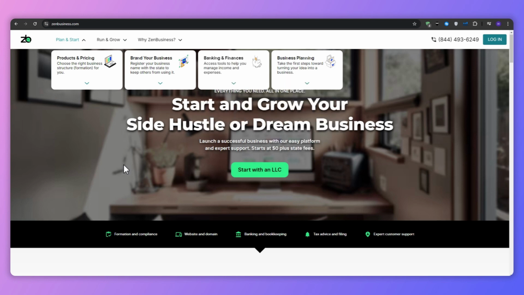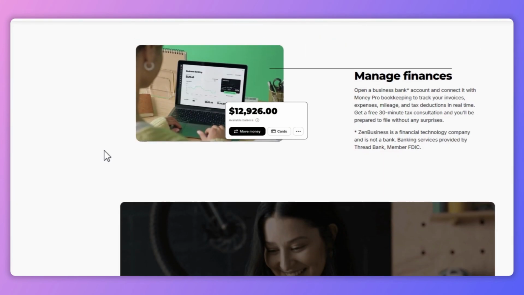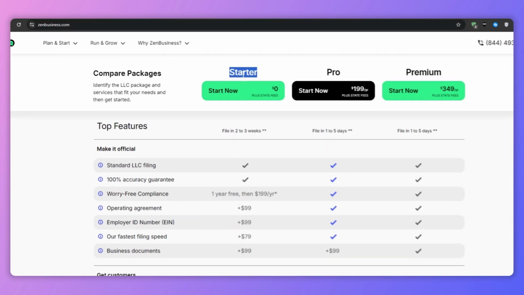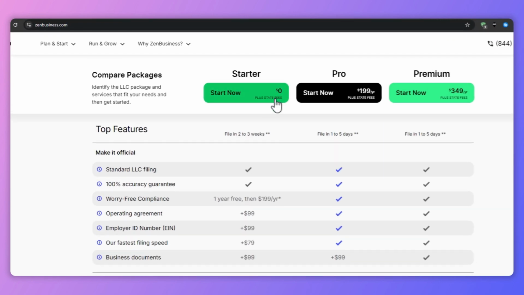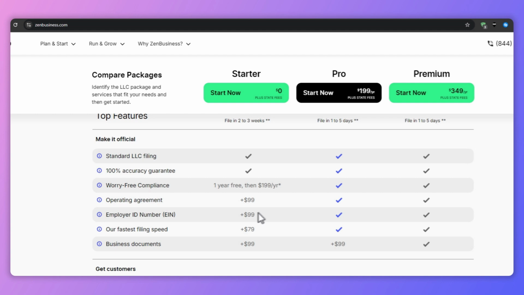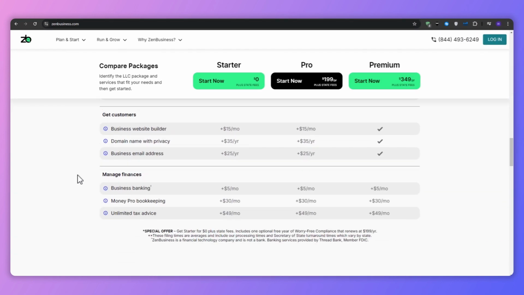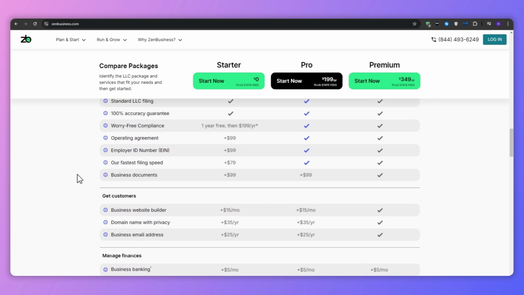Moving on, let's talk about the plans and the pricing. And for that, ZenBusiness offers three main plans to cater to different needs and budgets. The first one is the starter plan. This is your basic free option. You only pay state fees and for any other additional services that you choose, such as obtaining your EIN. It's definitely a great option if you're on a tight budget and comfortable handling some tasks on your own.